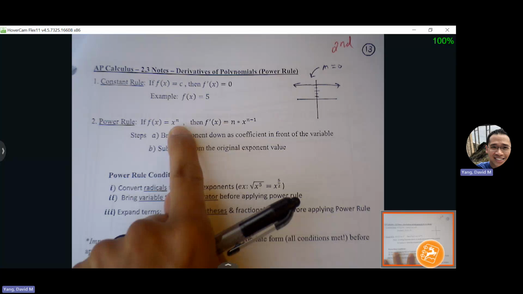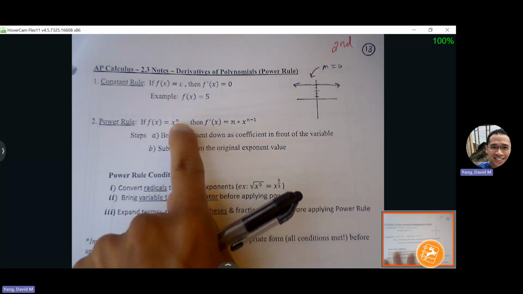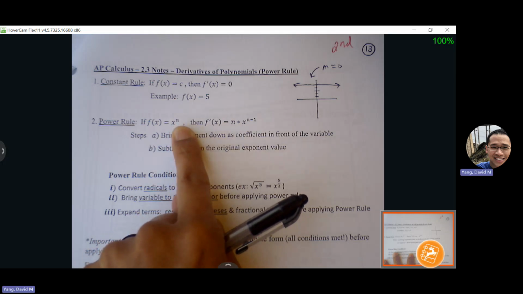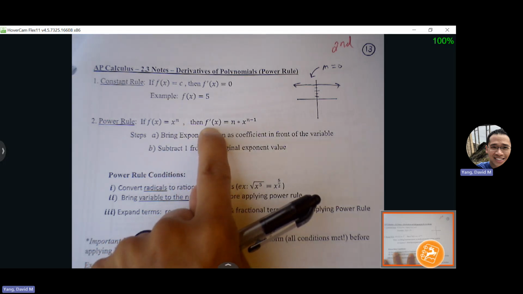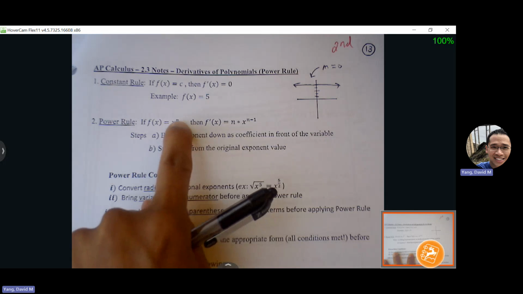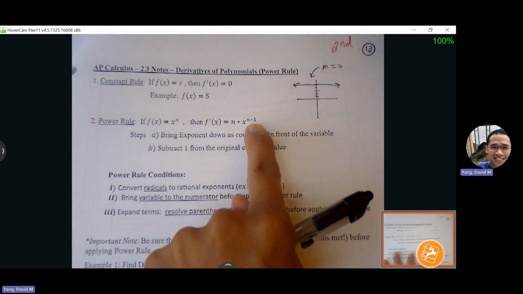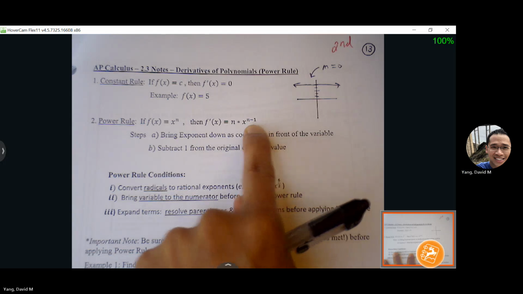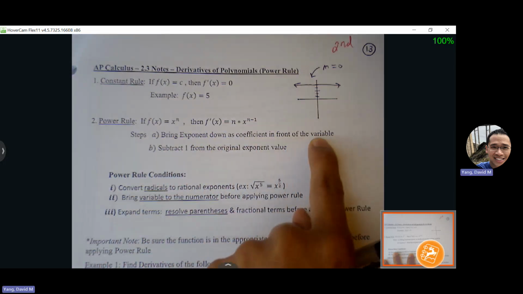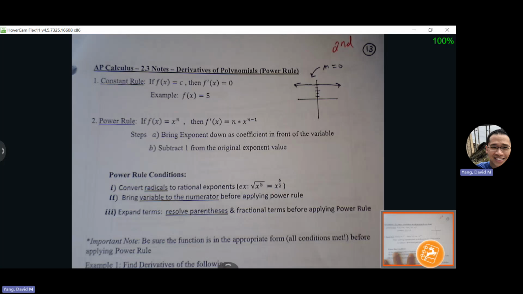Now, if I have a polynomial, or if I have a variable raised to an nth power, it can be an integer, it can be a fractional value. My derivative is simply going to be just taking that exponent down in front, bringing it down as a coefficient, and then subtracting 1 from the exponent. So we bring the exponent down as coefficient from the variable, and then we subtract 1 from the original exponent value. Let me just do a quick example here.